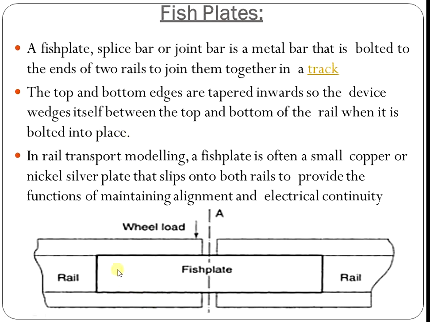Here we did connecting the two rails with the help of the bolted connection. In rail transport modeling, a fish plate is often a small copper and nickel silver plate that slips onto both rails to provide the functions of maintaining alignment and electrical continuity. There you have seen that the two different rails are connected with the help of the fish plates. The fish plate's application is connecting the different rails together.